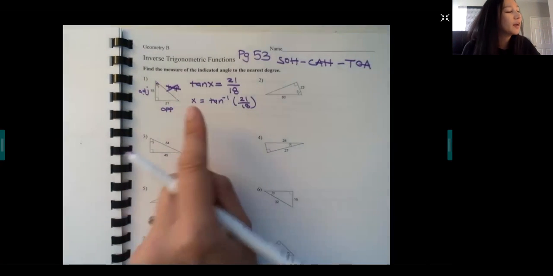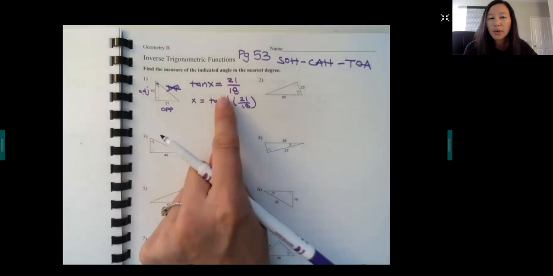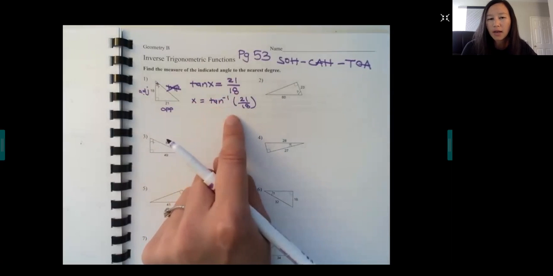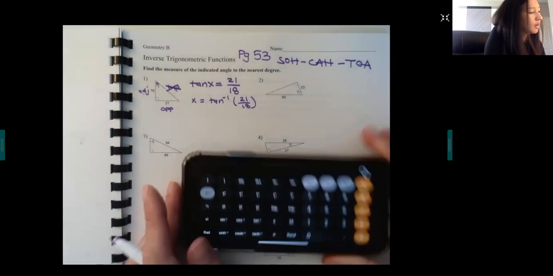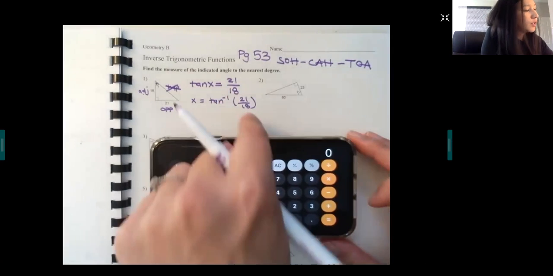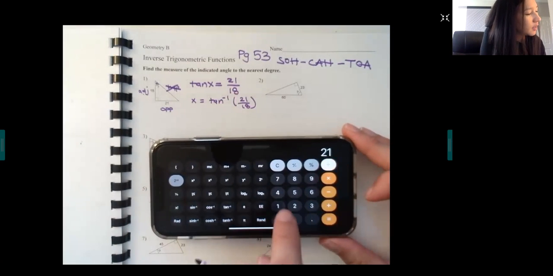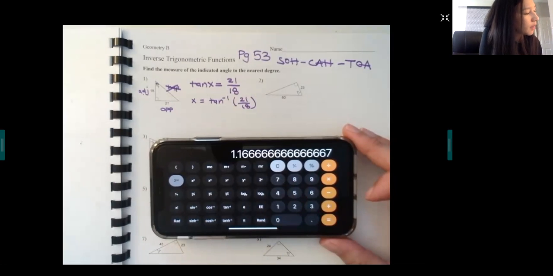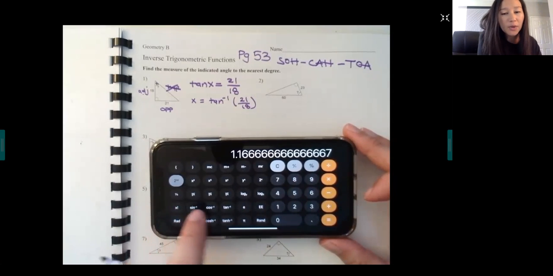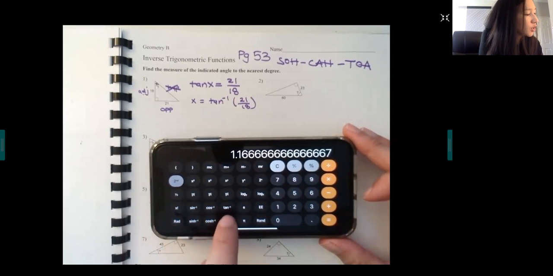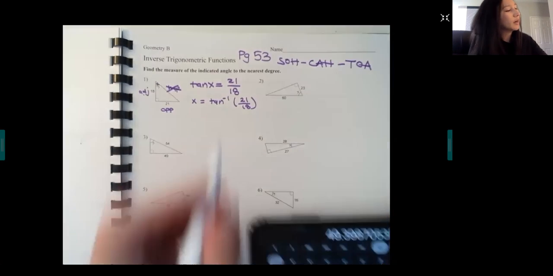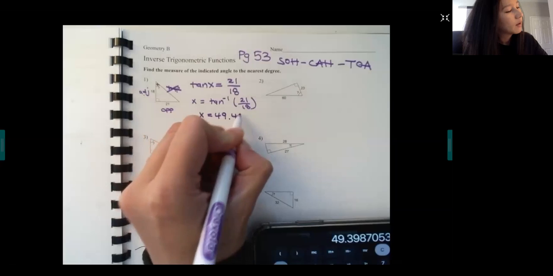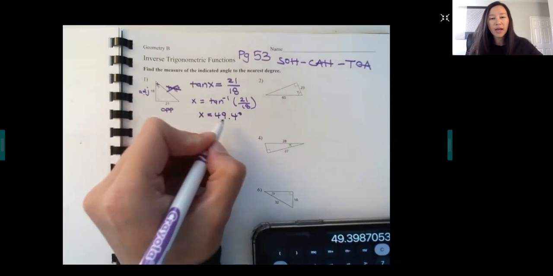Before we do it on our calculator, any questions how we got 21 over 18 or tangent to the -1 of 21 over 18? Okay. So to our calculators, we'll do the 21 over 18 first. And then remember, you want to make sure you have the second button. So you want to see tan to the -1. That's the inverse tangent. And so that is 49.4. So we know that this angle right here is 49.4 degrees.